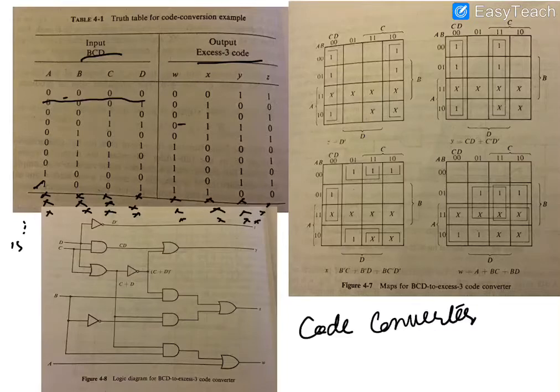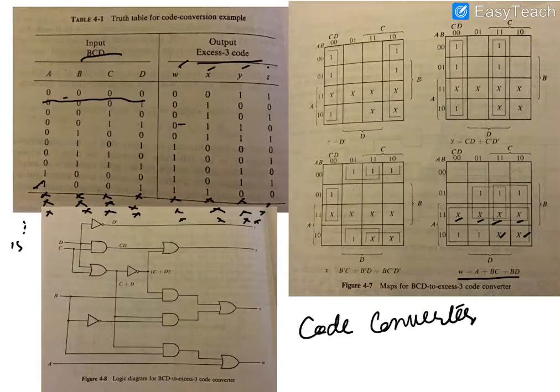Okay, so the next step is that we will draw maps for each of the 4 outputs W, X, Y and Z. First we will draw a map for W. First you will write all the don't care conditions, and the don't care conditions are basically starting from 1 0 1 0, which is basically 10. So this is don't care condition 1 0 1 0, 1 0 1 1, 1 1 0 0, 1 1 0 1, 1 1 1 0 and 1 1 1 1. So these are all don't care conditions.